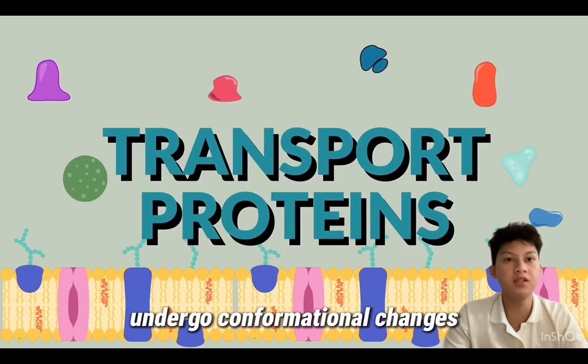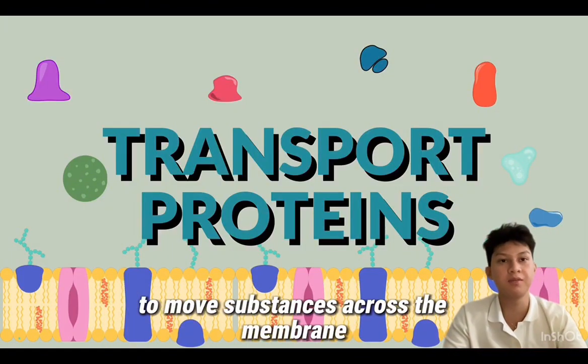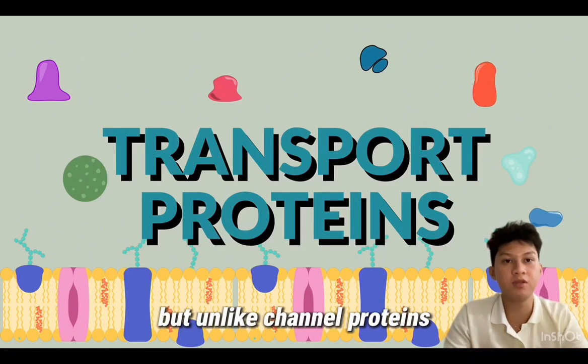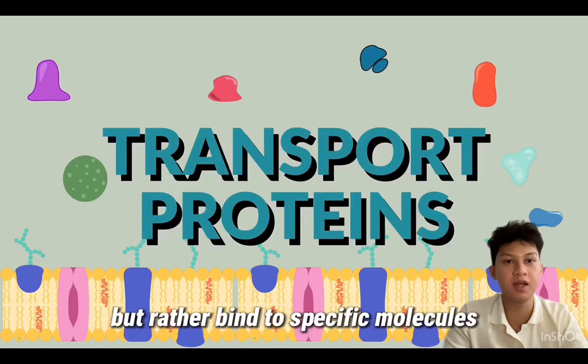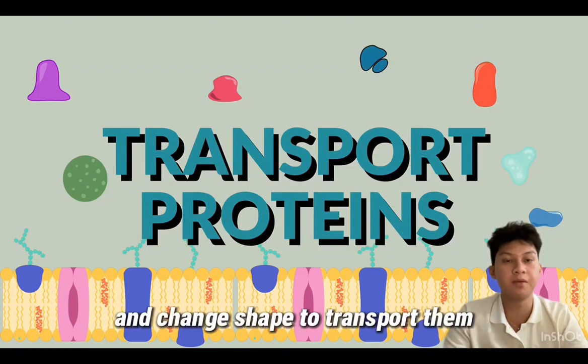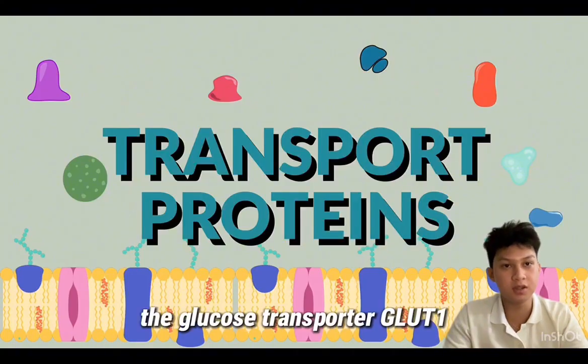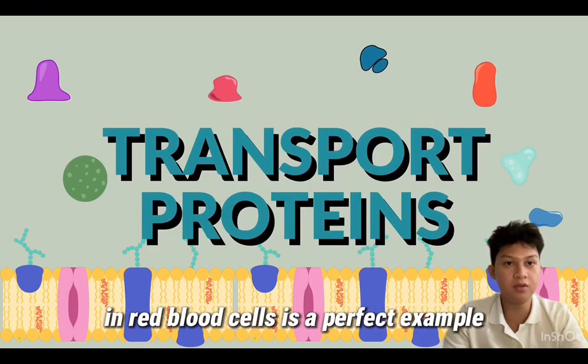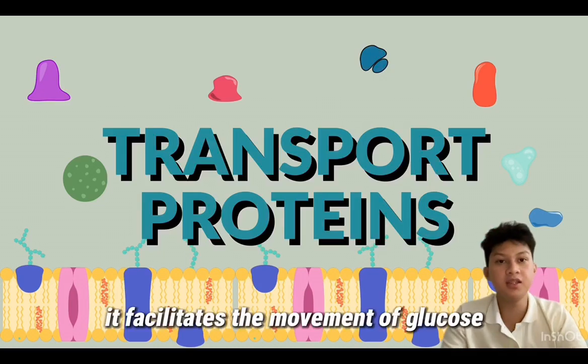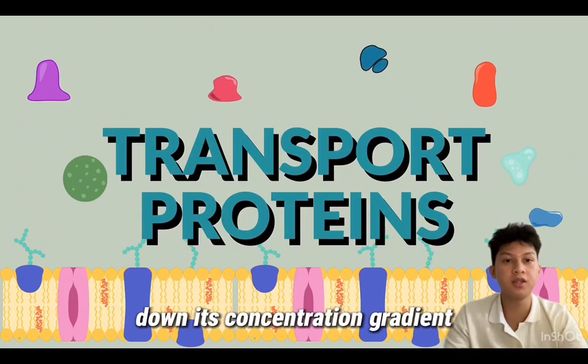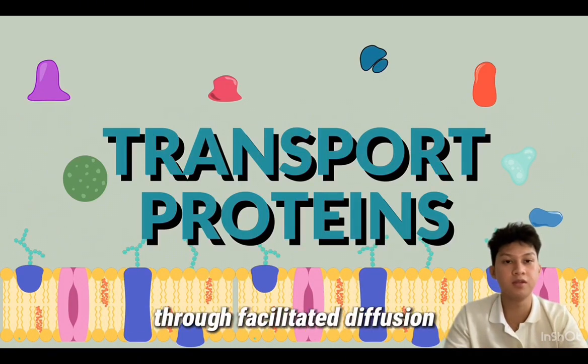undergo conformational changes to move substances across the membrane. But unlike channel proteins, they don't form open pores but rather bind to specific molecules and change shape to transport them. The glucose transporter GLUT1 in red blood cells is a perfect example. It facilitates the movement of glucose down its concentration gradient through facilitated diffusion.